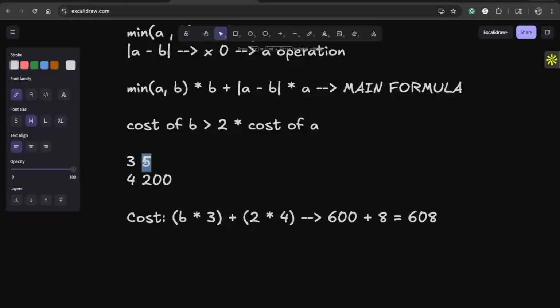We can do another thing here where we can perform the a operation 3 times and then the a operation again 5 times. That would also get both the values to 0, and that would cost us a lot less. So the cost in that case would simply be the cost of the a operation multiplied by 3, plus the cost of the a operation again multiplied by 5. This comes out to be 4 times 3 plus 4 times 5, that would be 32, and we can see that 32 is a lot less than 608.